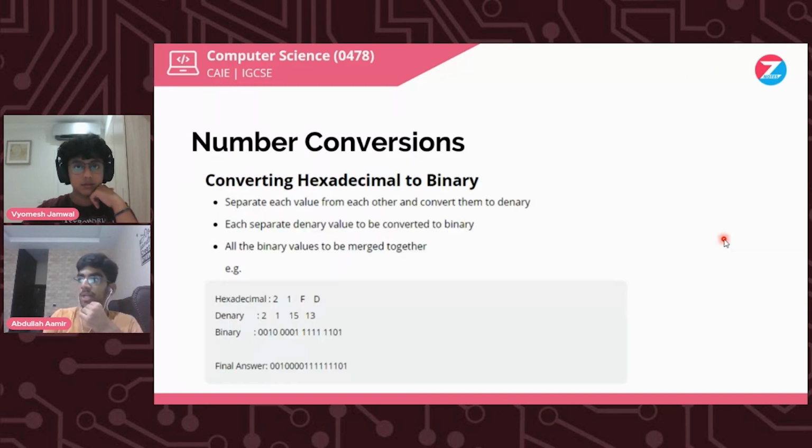Now going to hexadecimal to binary. This is where it starts to get a bit tricky because hexadecimal is now getting involved. So separate each value from each other and convert them to denary. If you could just get a quick recap of how to convert to denary from Ramesh.